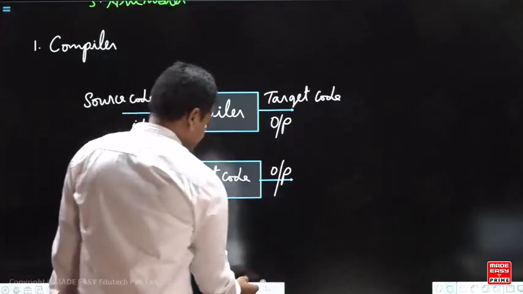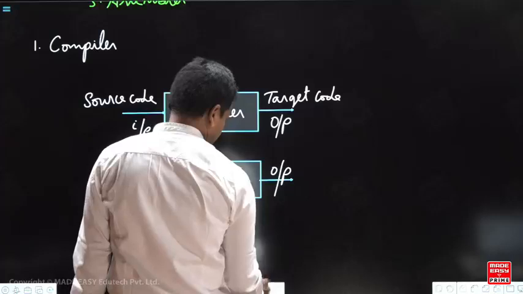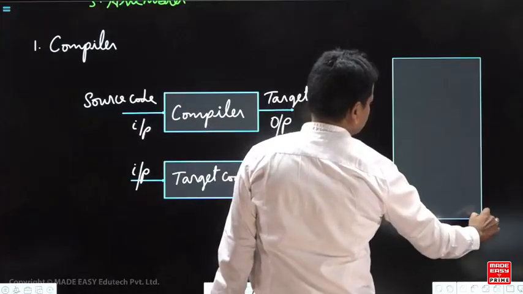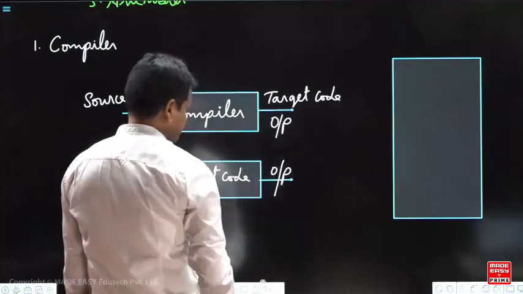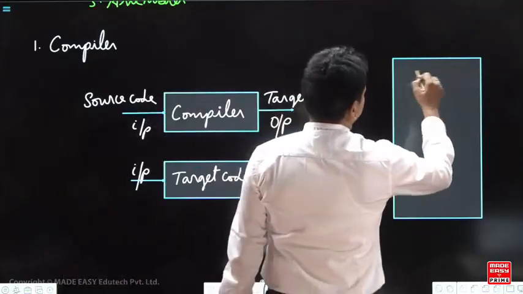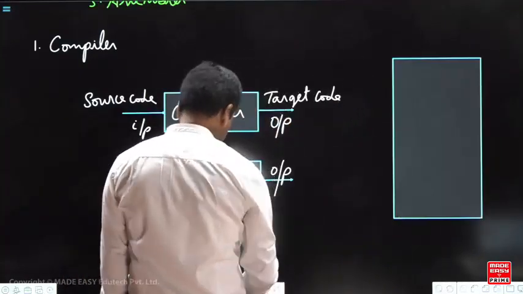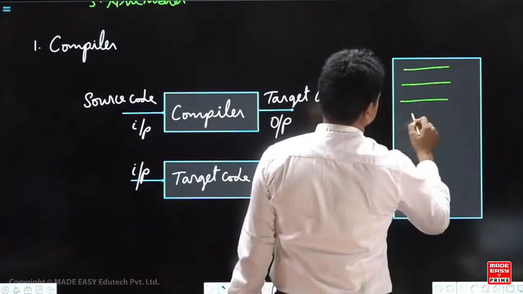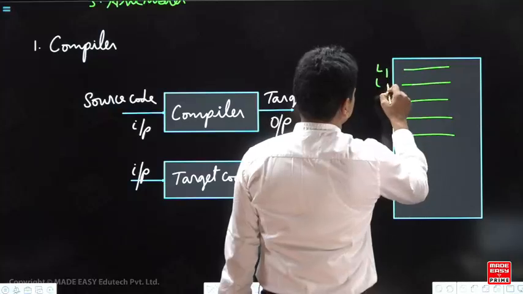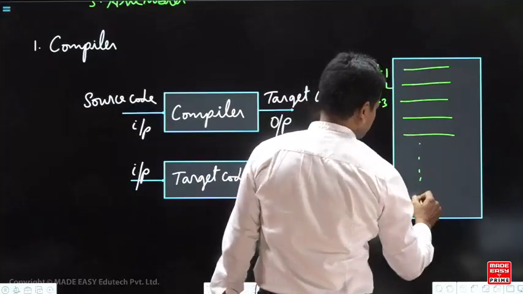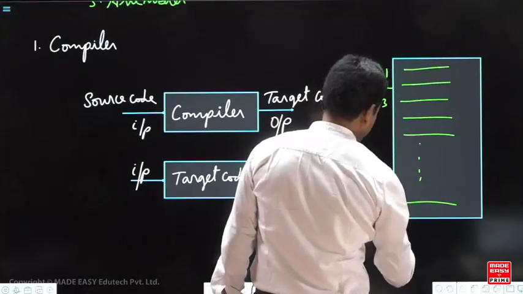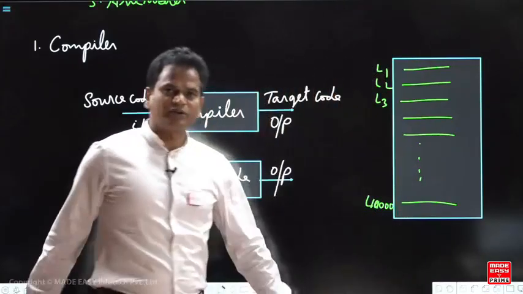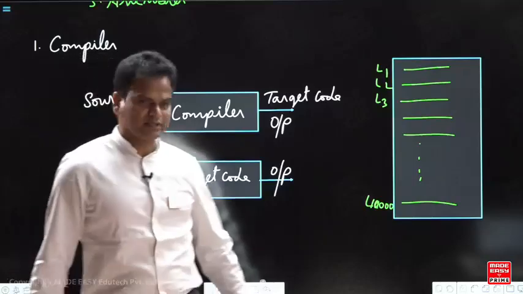Now suppose I wrote a program of 1000 lines, line 1, line 2, line 3, and so on. Or 10,000 lines, whatever. Let it be 10,000 lines. I wrote a program of 10,000 lines.